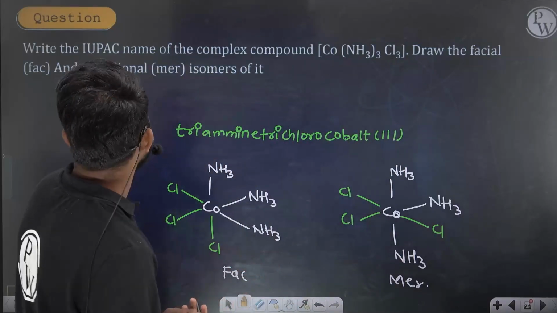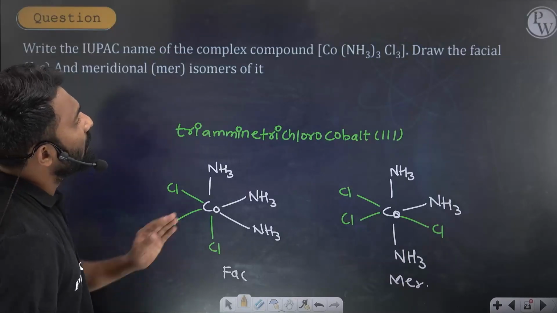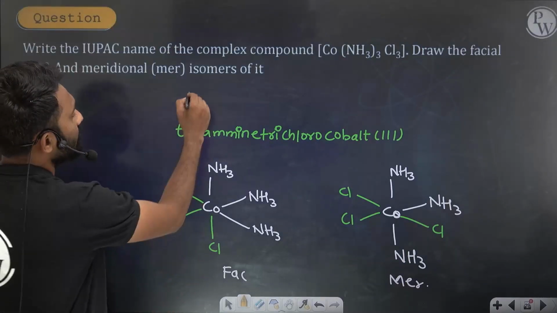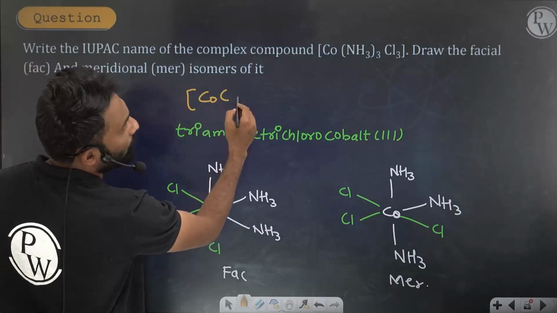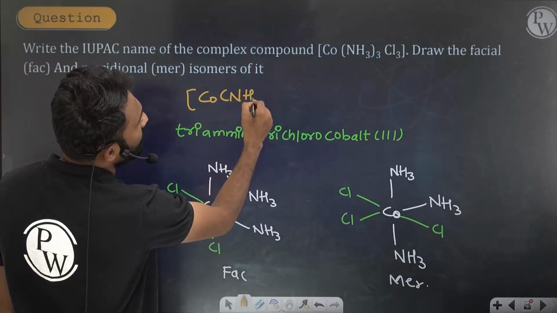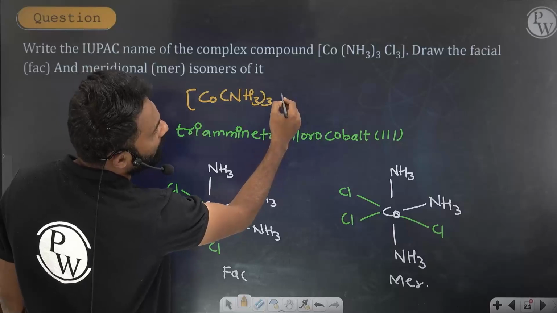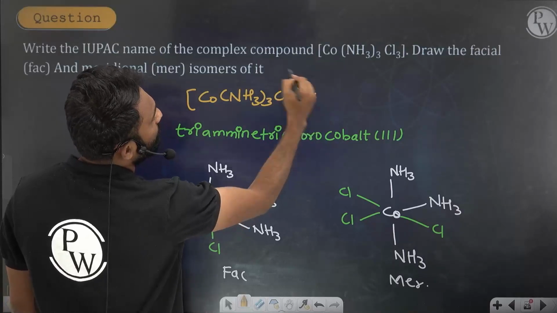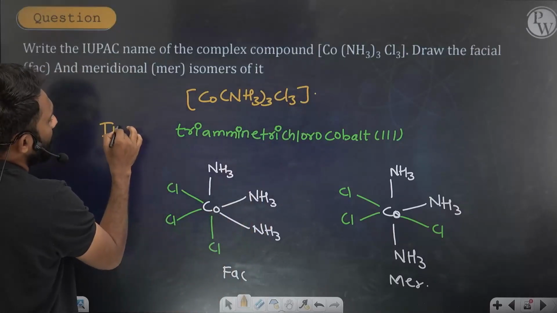Here write the IUPAC name of the complex. What is the complex? Co, cobalt, NH3 ammonia, amine 3. Now this is the IUPAC name of the complex.